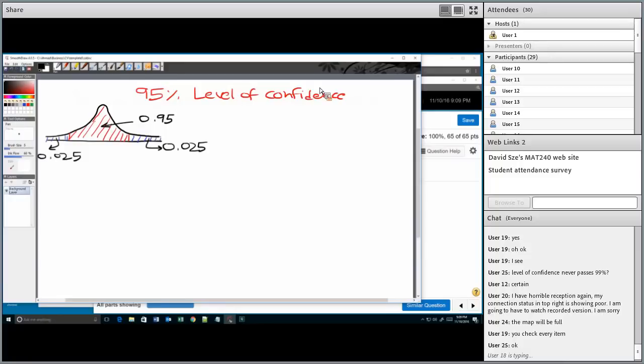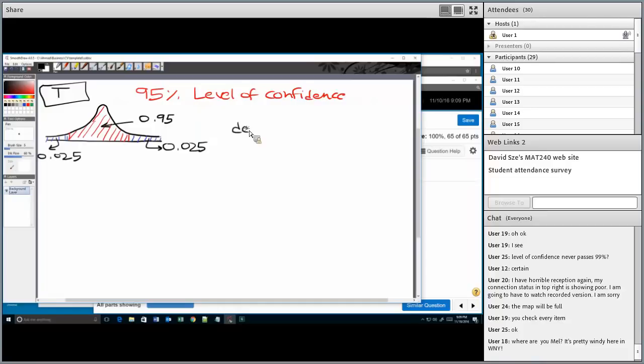Okay, so now the only thing that's different about the t distribution, I should probably write it here, t distribution. The only thing that's different about it is what we call degrees of freedom, okay?